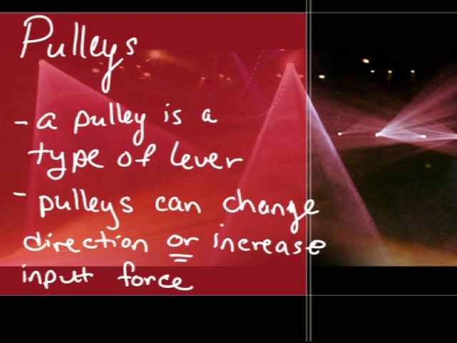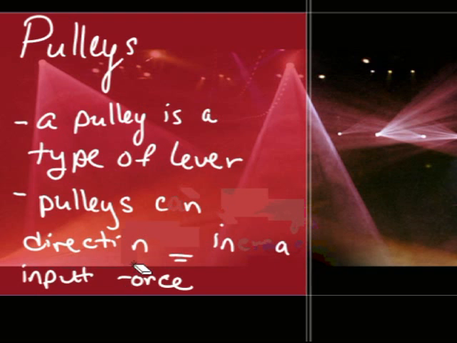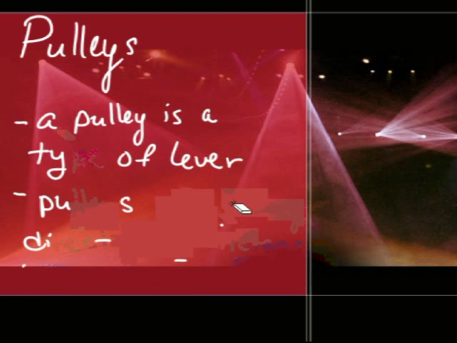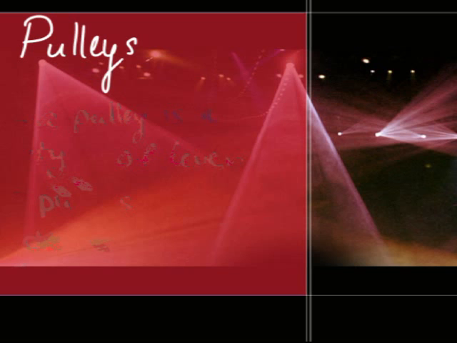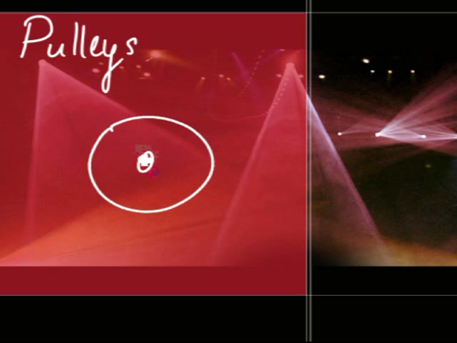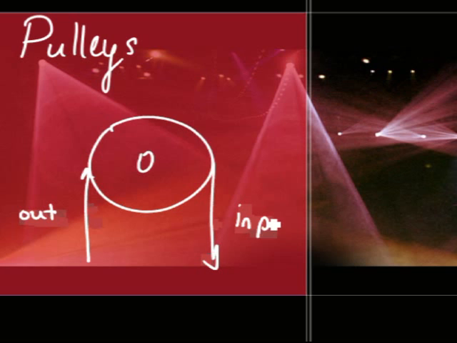So a pulley can also change direction or can change the amount of force required, and or increase the input force on an object. Now pulleys are a kind of lever. So if we were to look at an example, if we look at the wheel and there's rope going through that wheel, we pull down, you have an output force and an input force.